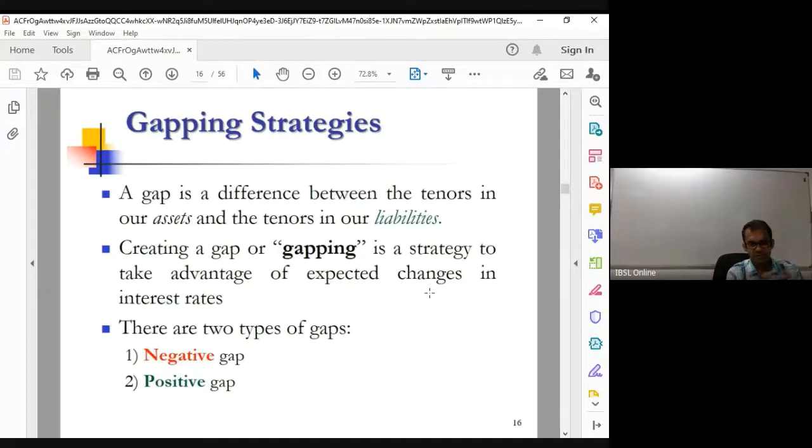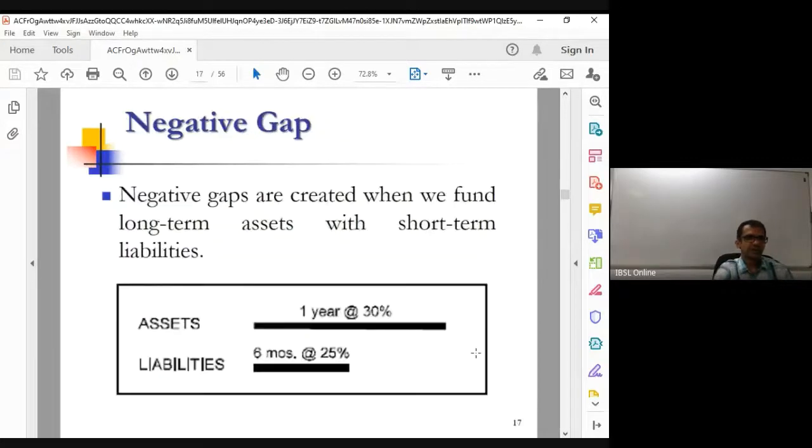You have more assets than the liabilities within that time frame. So you have enough cash, or enough funds, to meet the liabilities. And after meeting those liabilities, there will be excess funds. That is why we call it a positive gap.